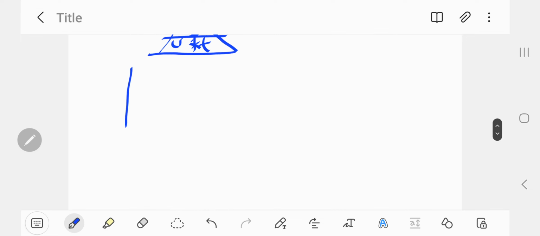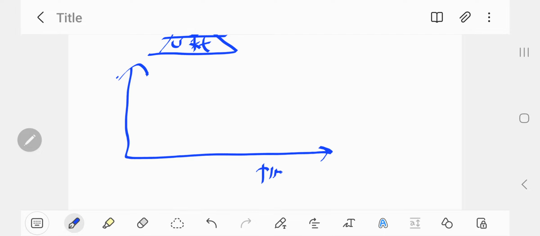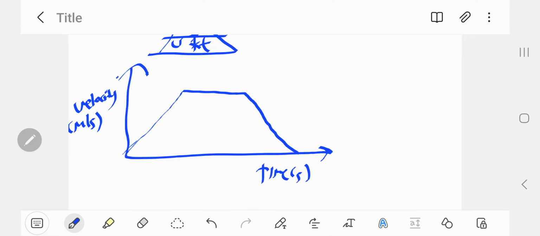So what's a velocity time graph look like? Let me draw a graph here. Let's have time at the bottom in, let's say, seconds. Let's have velocity here in meters per second. Okay, what does this graph mean? Well, start off with the easiest segment. Let's break this graph up into three segments. There's one here, there's a second one here, and there's a third one here.